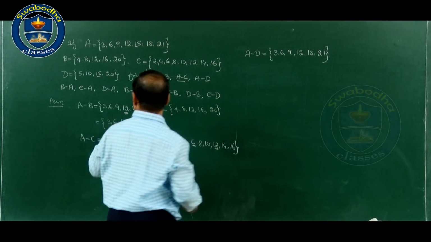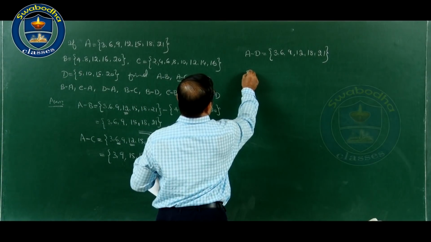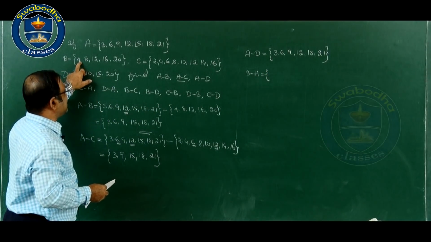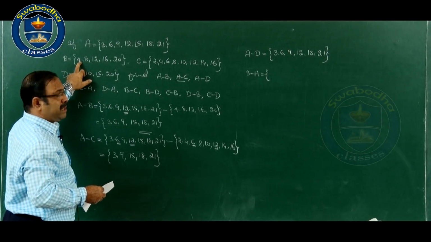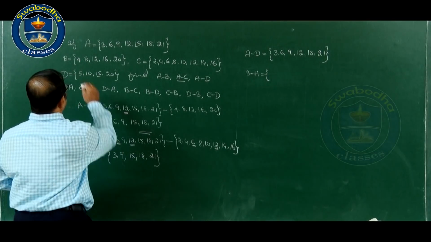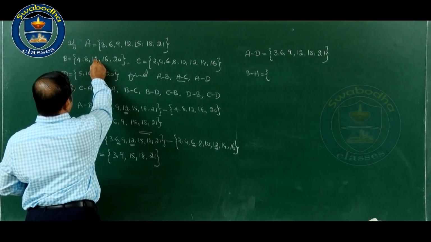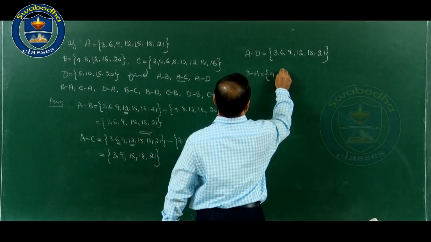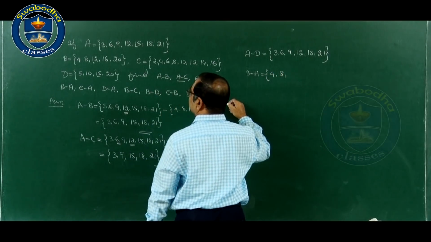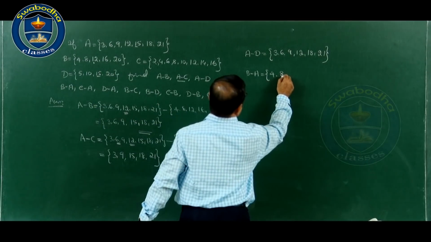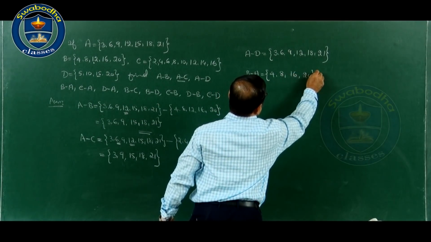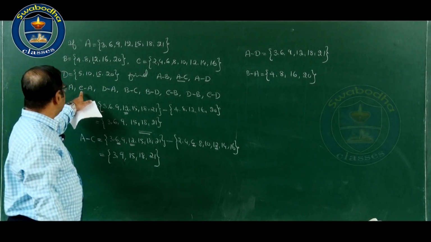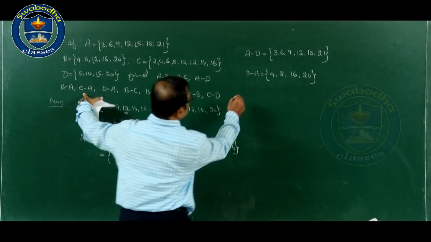Next we go to B minus A. What is B minus A? Common elements present in A and B must be subtracted from B. Now 4, 8, 12 is there, 16, 20. So subtract 12: this is 4, 8, 16, 20.